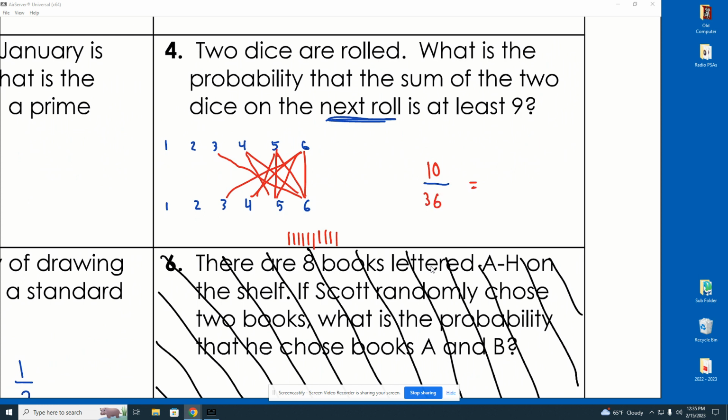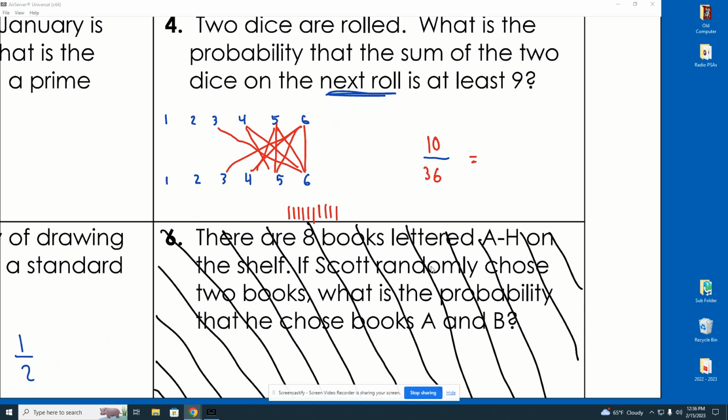6 times 6. Here's why. 1, for my first roll, could go with 1, 2, 3, 4, 5, or 6. 2 could go with 1, 2, 3, 4, 5, 6. 3 could go with 1, 2, 3, 4, 5, 6. 4 could go with 1, 2, get it? 6 times 6. 36 total possibilities.